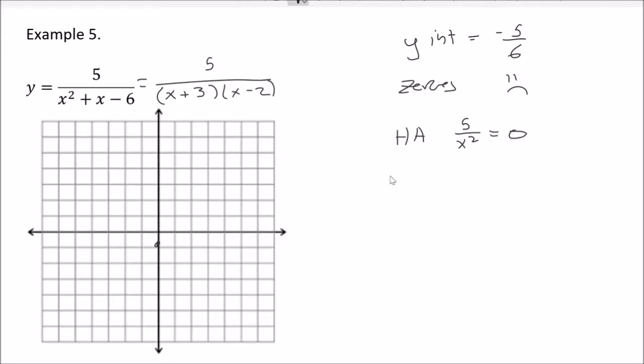That's 0. Okay, shortcut for that, by the way, is if you notice the power on bottom is bigger than the power on top, automatically the horizontal asymptote will always be 0. Okay, that's always going to work out. What about the vertical asymptote?